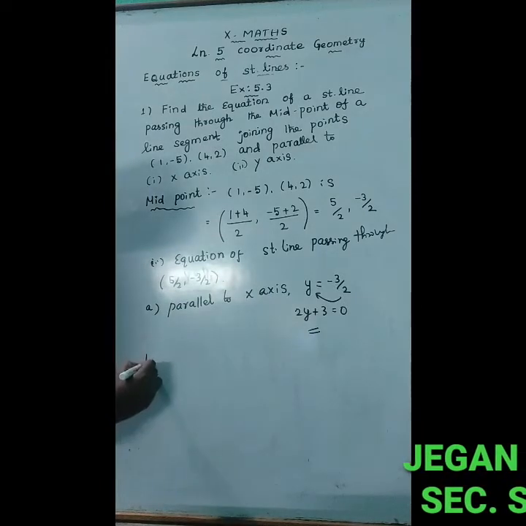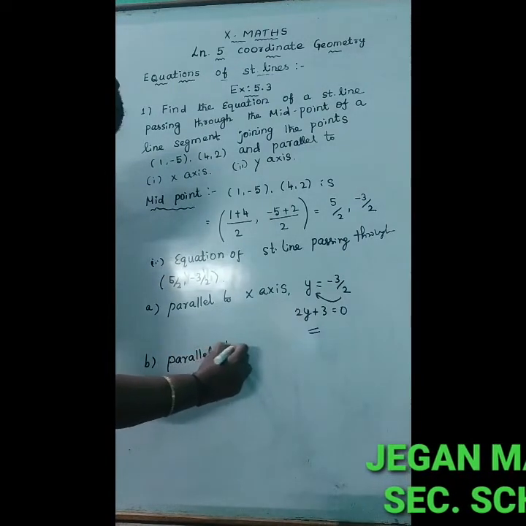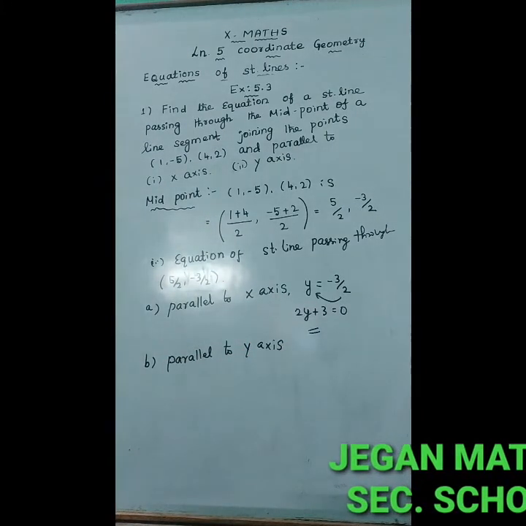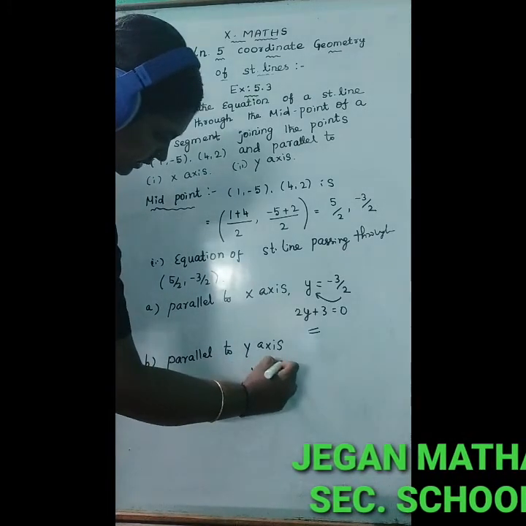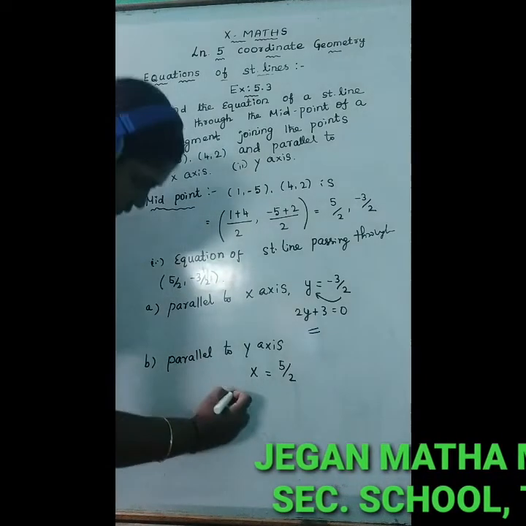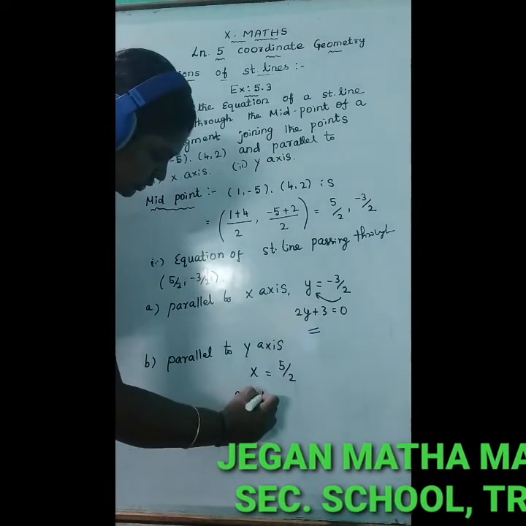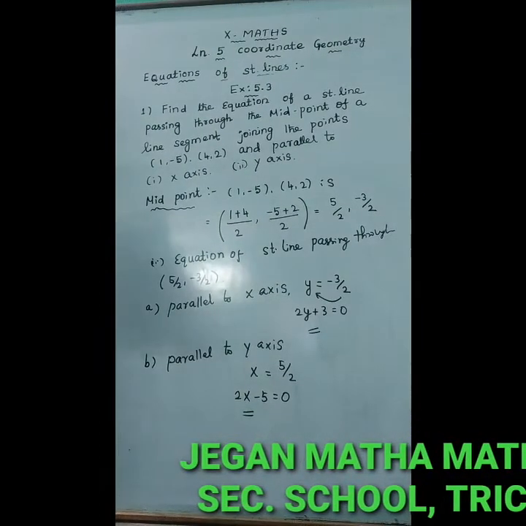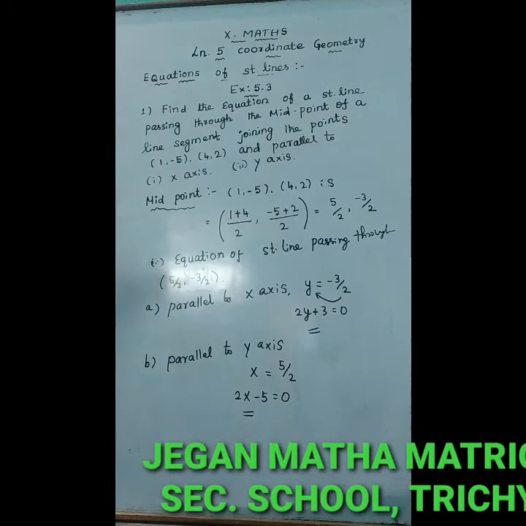So this is the equation of the straight line parallel to the x-axis. Next we find the line parallel to the y-axis. For a line parallel to the y-axis the equation is x equal to a constant. So x is equal to 5 divided by 2. Here 2 is multiplied across, giving 2x equals 5, and moving 5 to the left hand side gives minus 5. So 2x minus 5 equal to 0. This is the equation of the straight line parallel to the y-axis. So this is the solution for the first one.